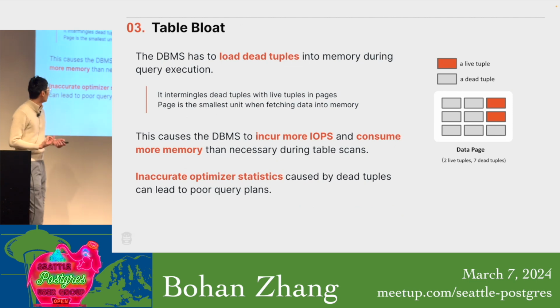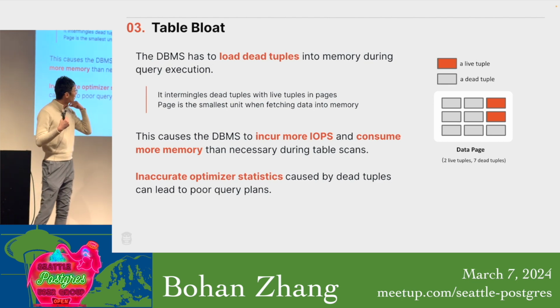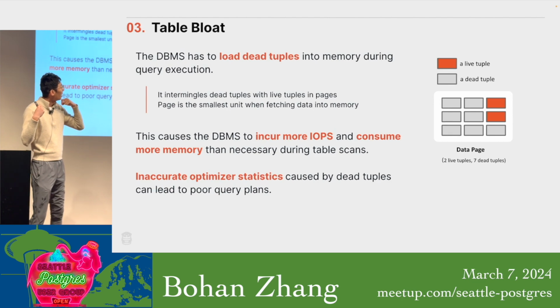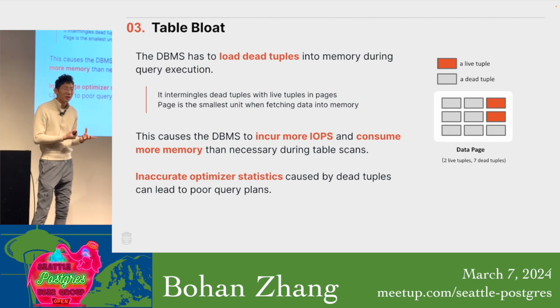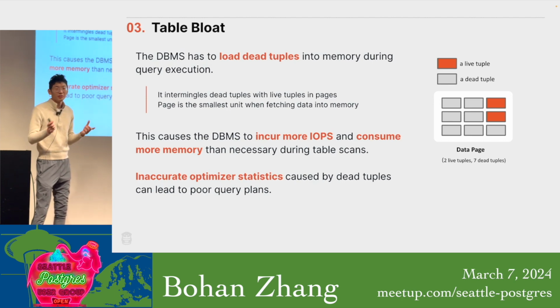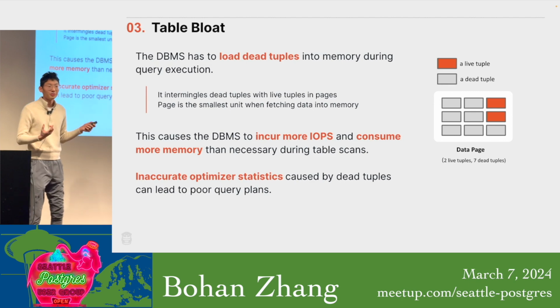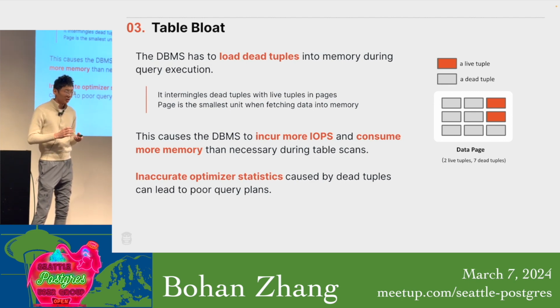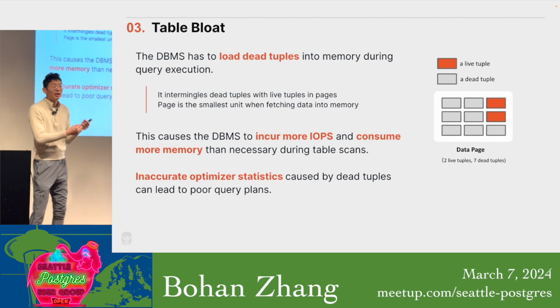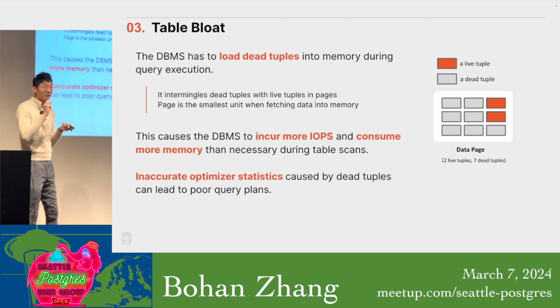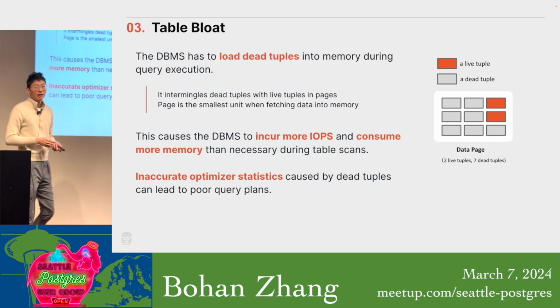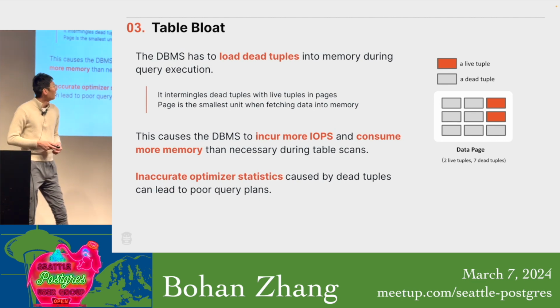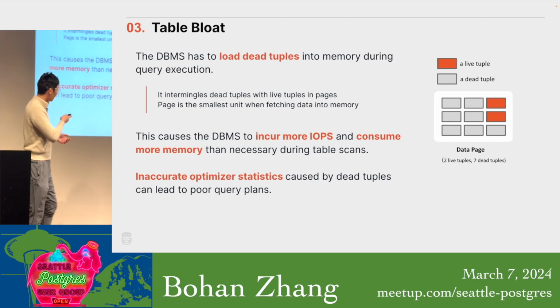And it can also lead to inaccurate optimizer statistics. Because, for example, if a table only has 1,000 rows, but it needs to fetch 10,000 rows into memory because of those dead tuples, it's not accurate, because the optimizer thinks it only needs to fetch 1,000 rows, but in theory it needs to fetch 10,000 rows into memory. So there is a mismatch in the statistics, and inaccurate statistics can lead to a bad query plan, and it can also lead to slow query performance. Actually, we have an example for this here.